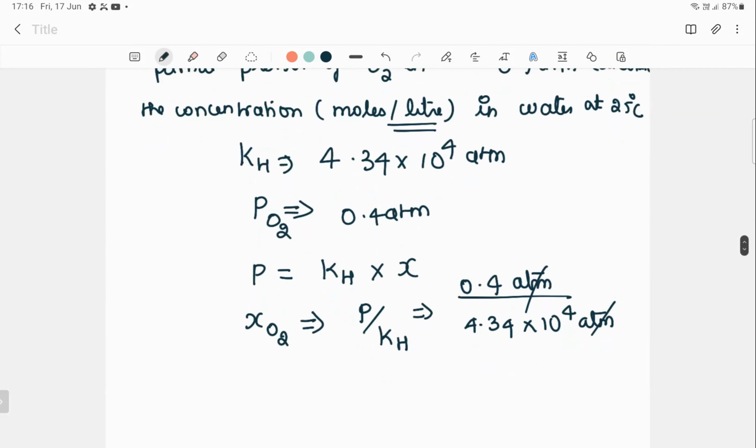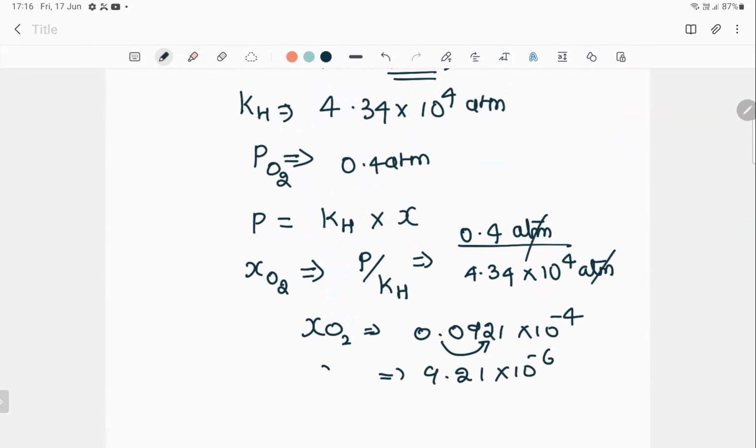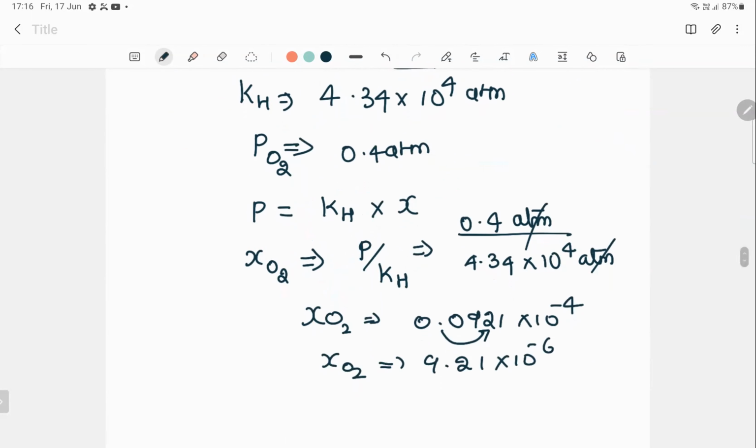CO2, O2. Cross check. 0.4 divided by 4.34 is 0.0921 into 10 to the power minus 4. You're rounding off the figure: 9.21 into 10 to the power minus 6. So now you got the mole fraction of O2.